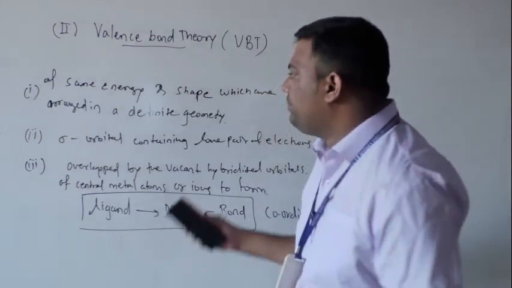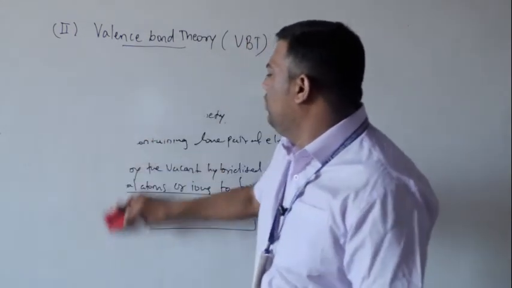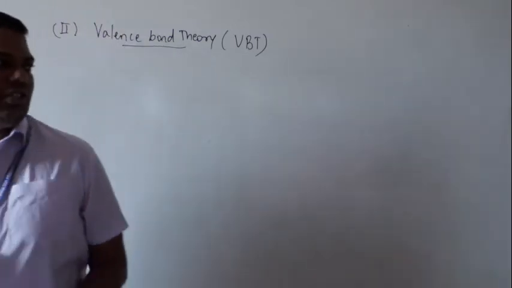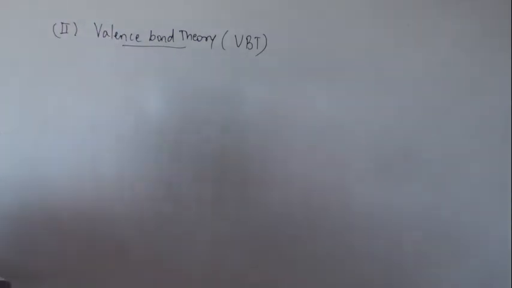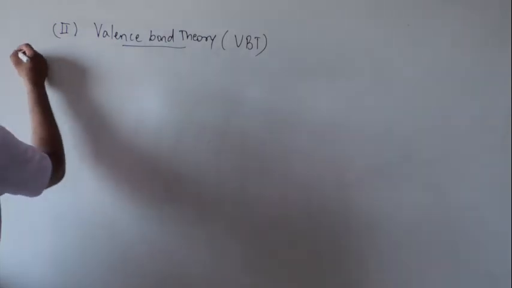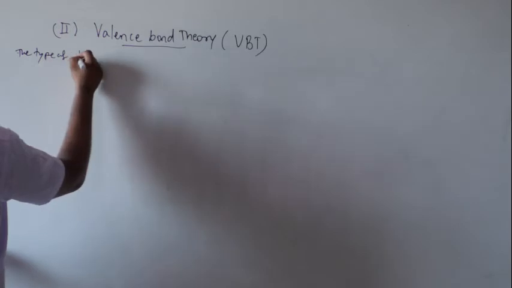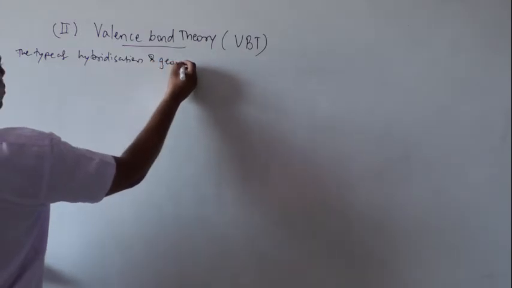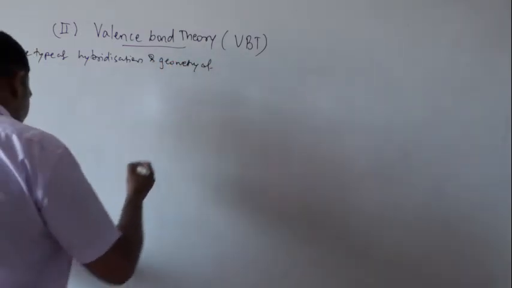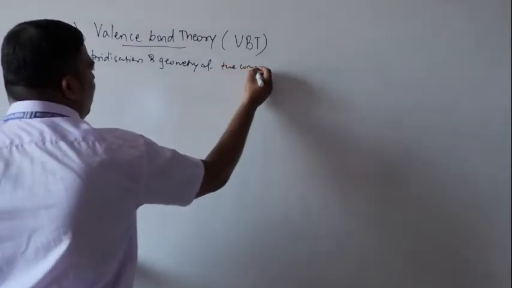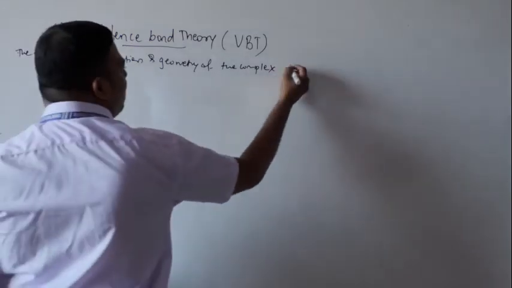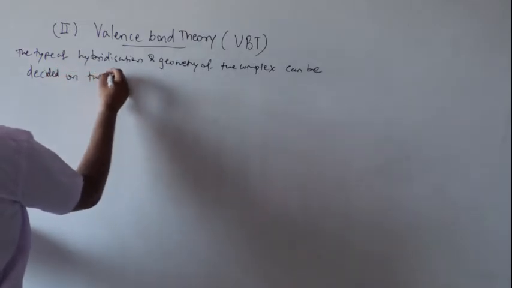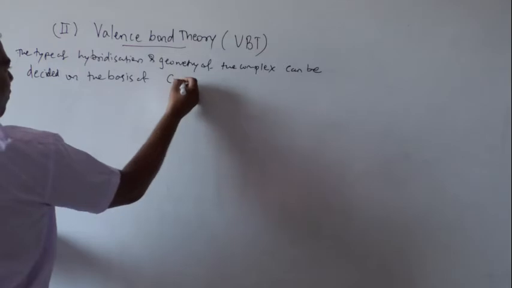Now, the most important part related to this is the type of hybridization and geometry of the complex. See here, the type of hybridization and geometry of the complex can be decided on the basis of coordination number.